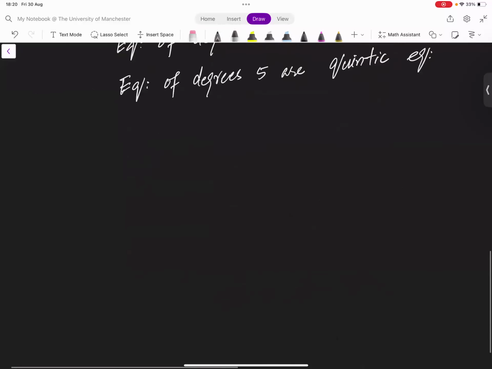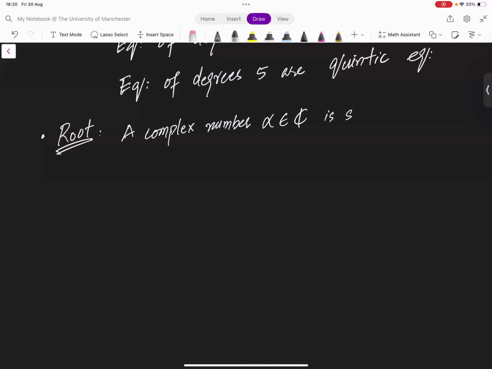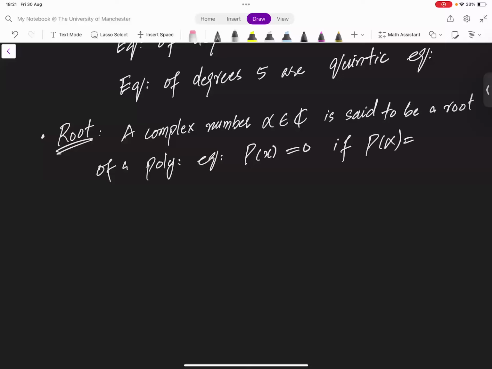Okay. A complex number alpha in C is said to be a root of a polynomial equation p of x is 0 if p of alpha is 0.